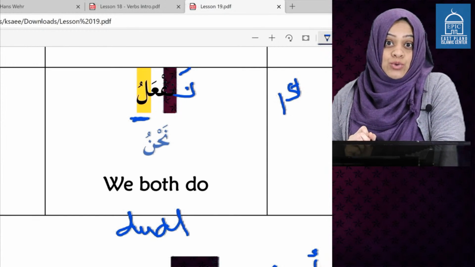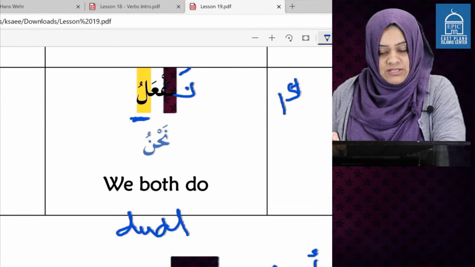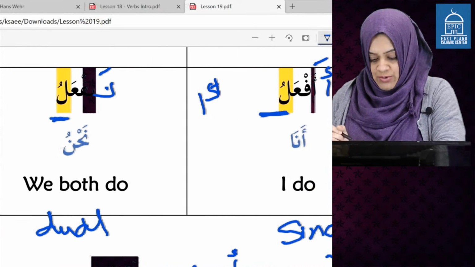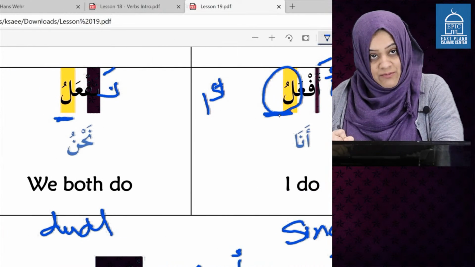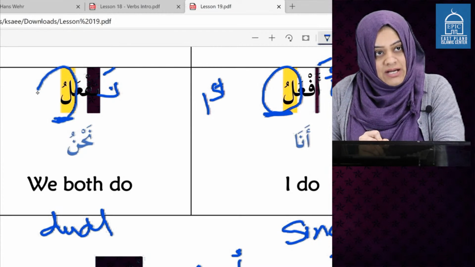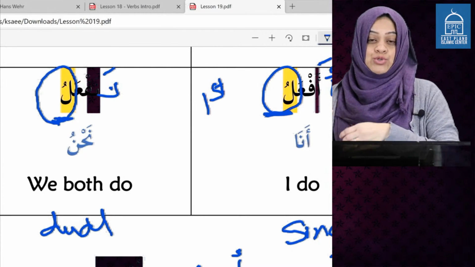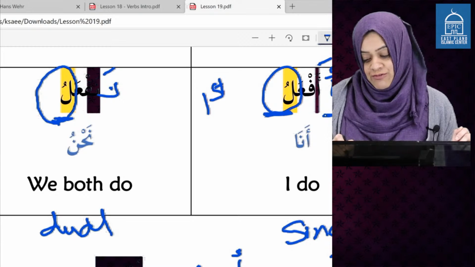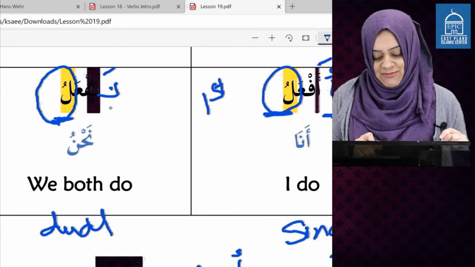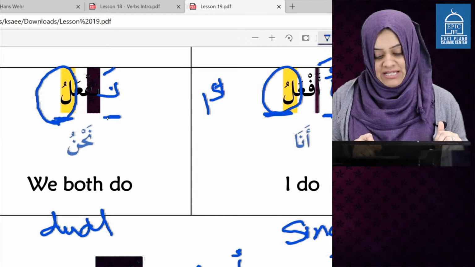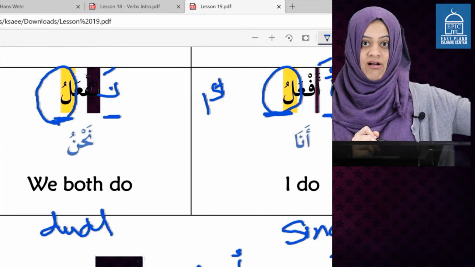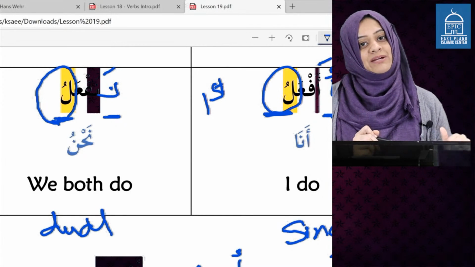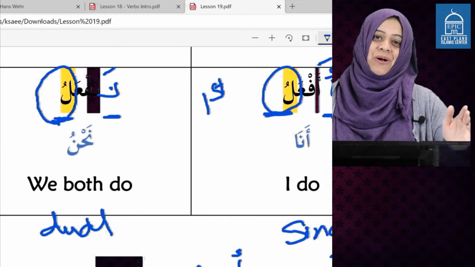It is a dhamma. So how do you know? Because the first person singular also has a dhamma. This one also has the dhamma. What tells you which one is singular and which one is dual or plural? The beginning will tell you that. If it is a hamza, it's number one, first person. And if it is a noon, you know it's coming in the second and the third column. The second column is dual and the third column is plural. So that is basically your mudare chart.